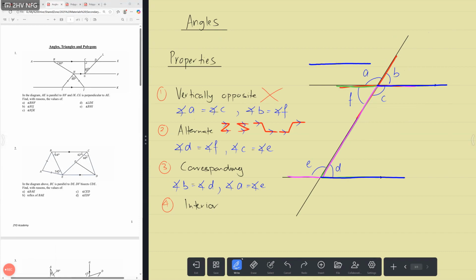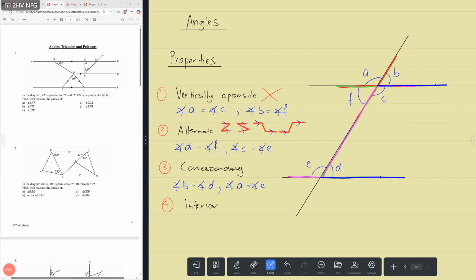This is angle A here. I'm just going to do the same thing and drag this angle again. So angle A, and I slide it down. It is the same as angle E. So that's it. Corresponding angles, alternate angles, and vertically opposite angles are equal to one another.